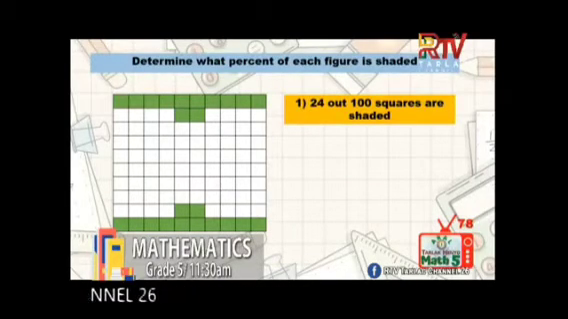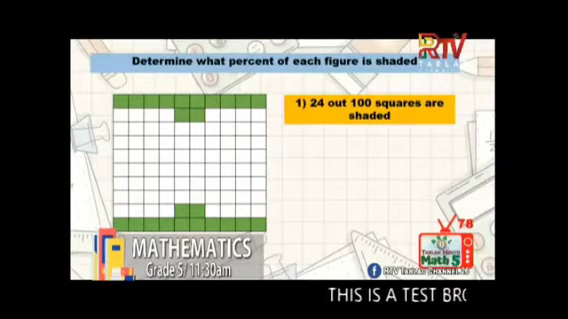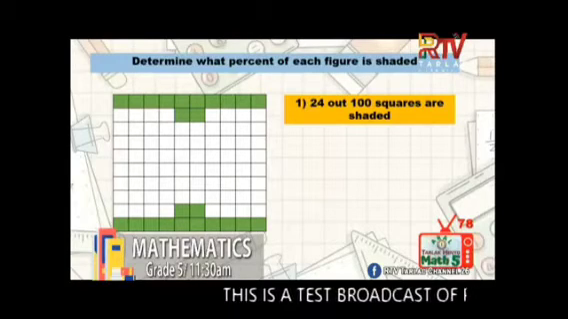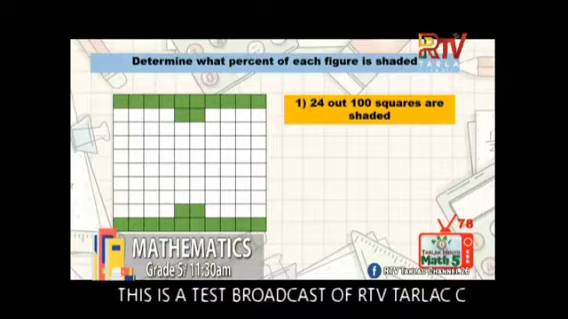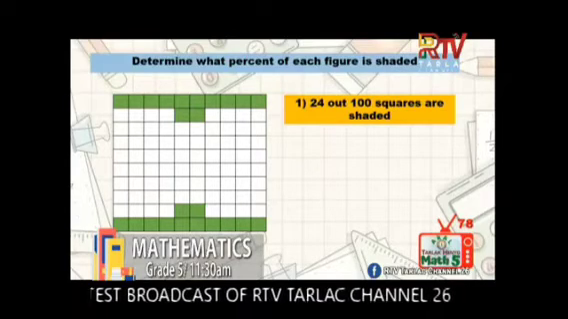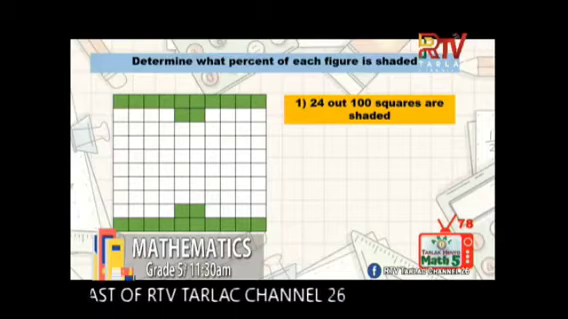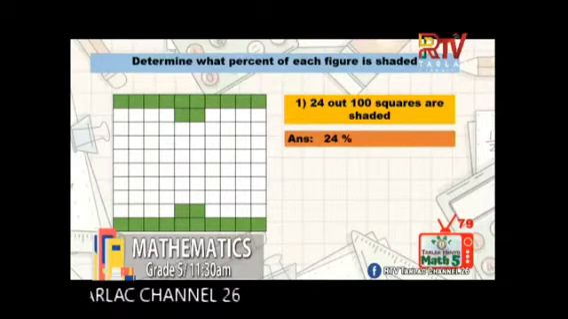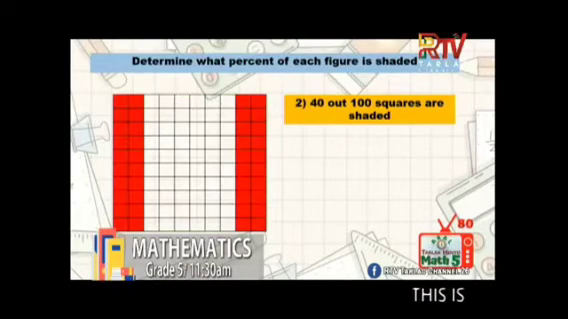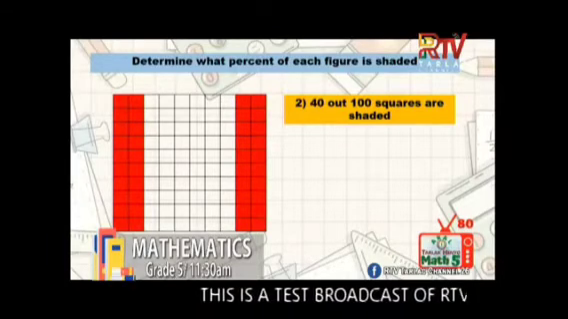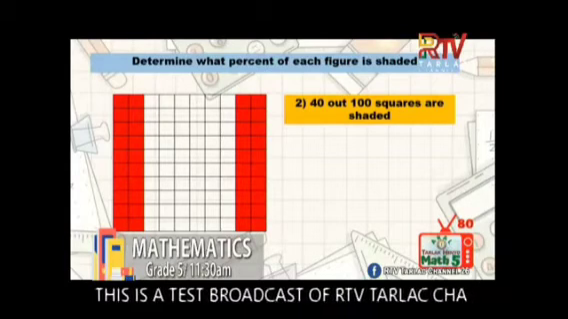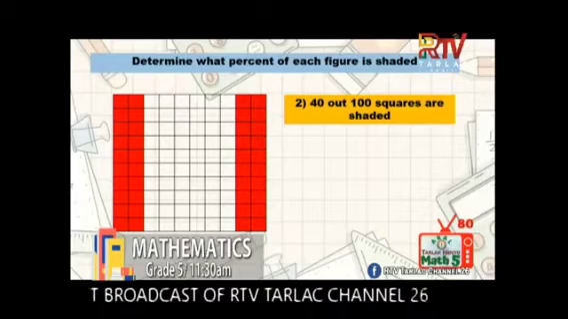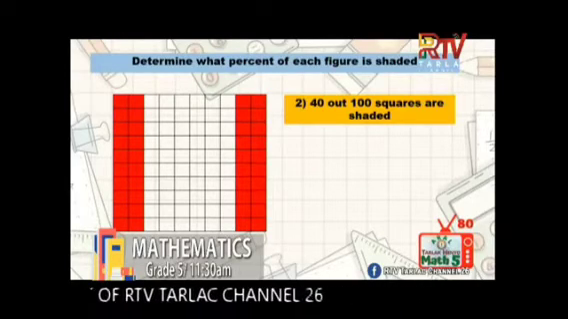24 out of 100 squares are shaded. What percent of the figure are the shaded parts? And the correct answer is 24%. Number 2. 40 out of 100 squares are shaded. The shaded region is 40%.